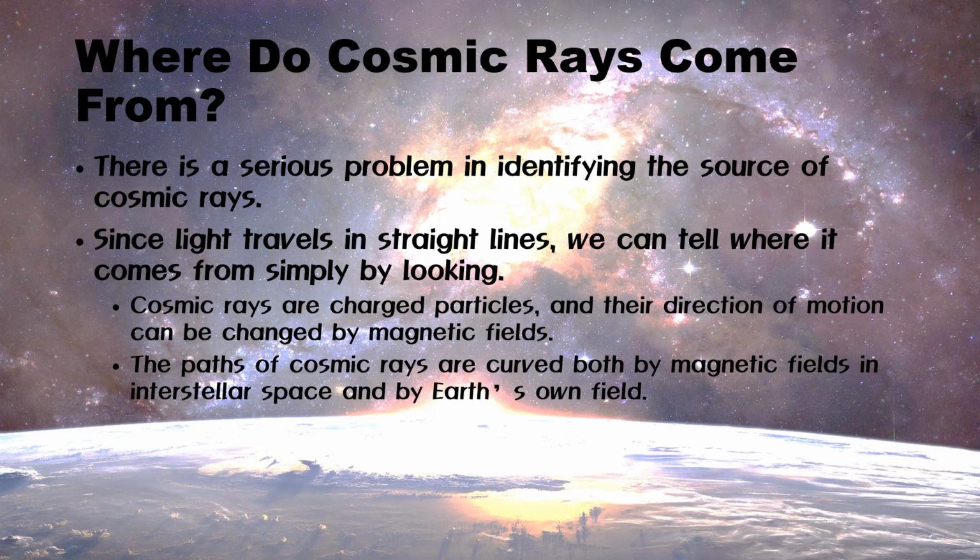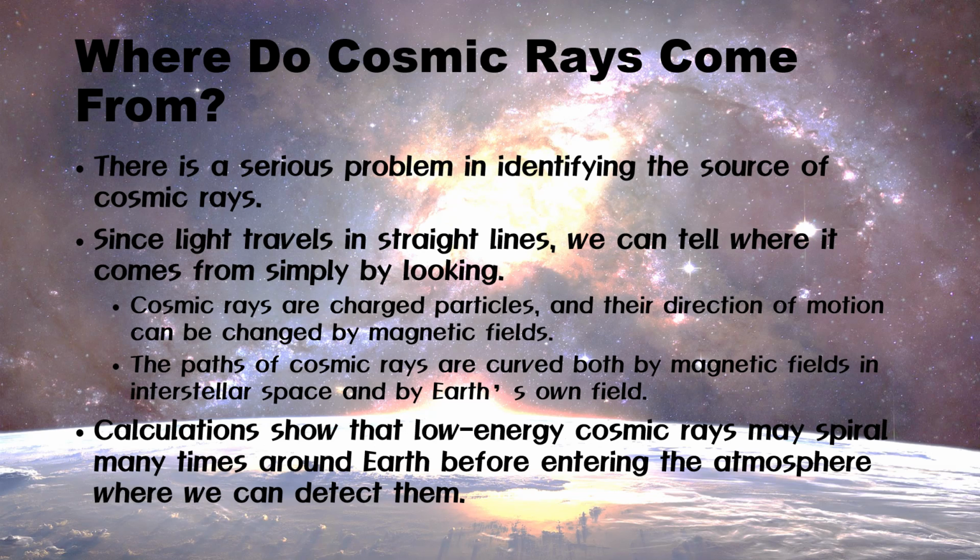But cosmic rays are not light. They are charged particles, and therefore their direction of motion can be changed by things such as magnetic fields. The paths of cosmic rays are curved by both the magnetic fields in interstellar space and by Earth's own magnetic field. So our calculations show that the low-energy cosmic rays may spiral many times around the Earth before actually entering the atmosphere, where we can detect them.